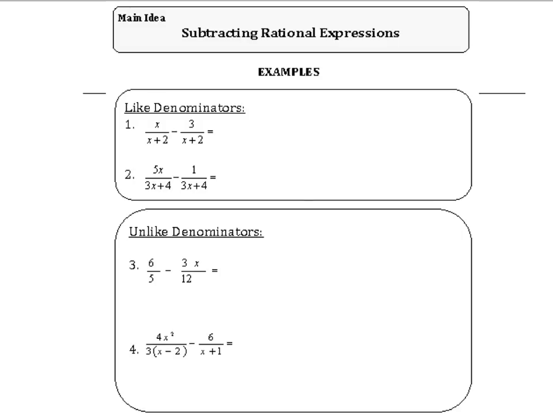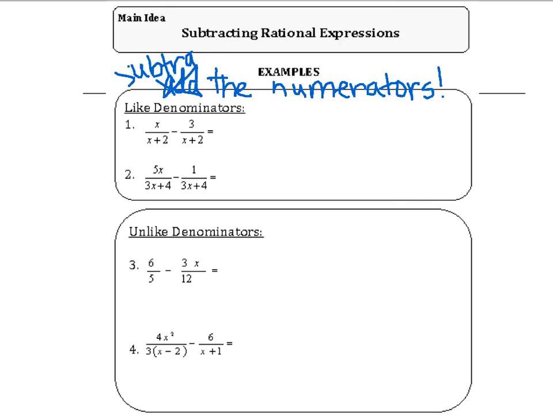Let's move on to subtracting. So now we're going to subtract rational expressions. And our first two have like denominators again. So what we need to remember is we just need to add the numerators. Actually, not add, we're subtracting, so we want to subtract the numerators here. Okay, common denominator, so we just subtract the top.